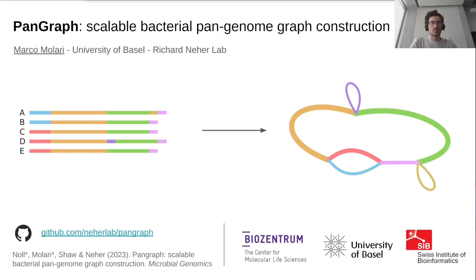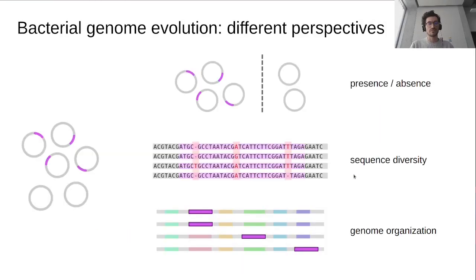PanGraph is able to build, given a set of microbial genomes, a compressed representation in the form of a graph. So what is the motivation behind this tool? The idea is that the microbial pangenome evolves under the frequent action of recombination and gene exchange. And if I want to know how a set of genomes are related, it's often not sufficient just to look at alignment of core genes, but it's important to look at the broader diversity.